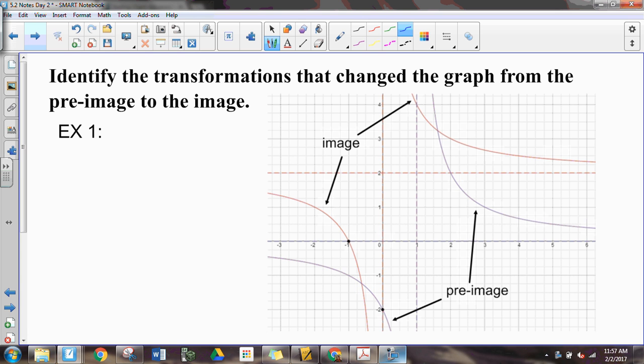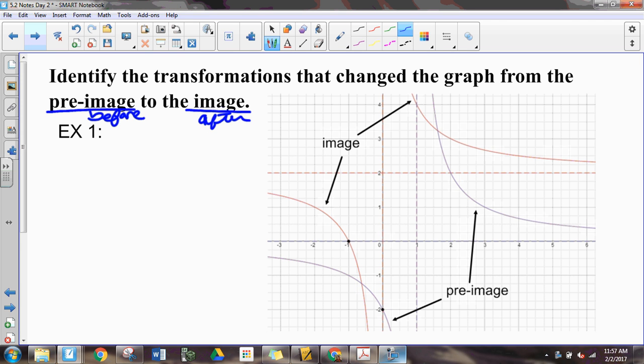So we'll start with the graphs. We're identifying transformations that change the graph of the pre-image. So the blue one is our pre-image, and the red is our image. So pre-image is before. That's where you're going to the image, which is after. So you want to describe the transformations.